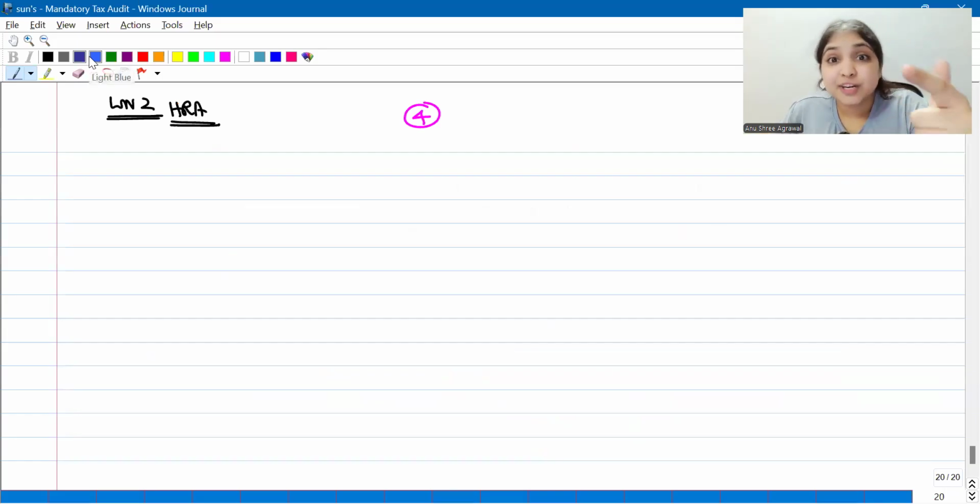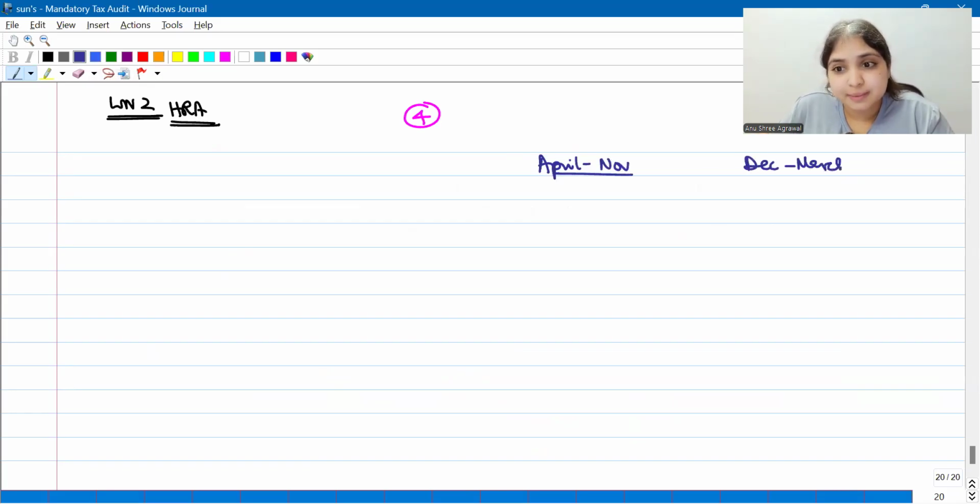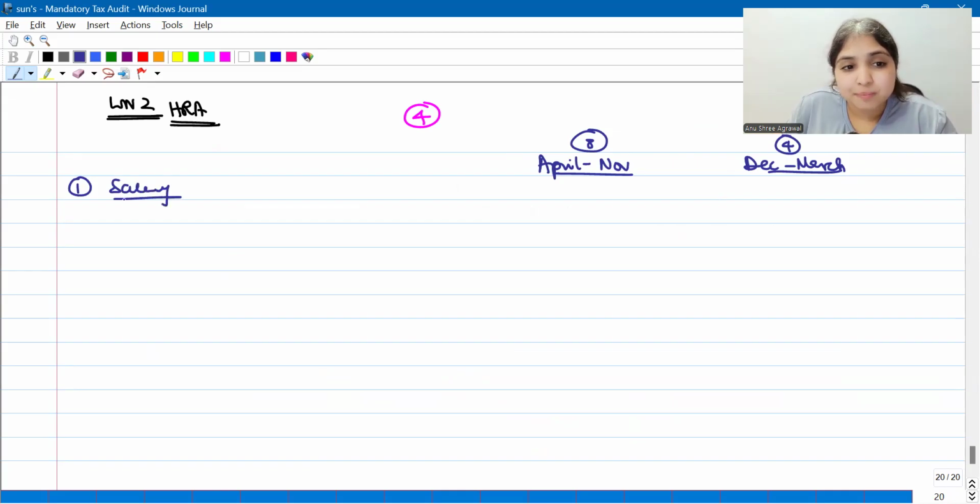We split the year for HRA. So I will do one calculation for April to November and one calculation for December to March. Understood? 8 months, 4 months. Why am I splitting? Because salary is changing December onwards. So my first step is going to be computation of salary. Salary will have how many components? Same 3 components, guys: basic salary, DA forming part, and lastly employee's turnover-based commission.